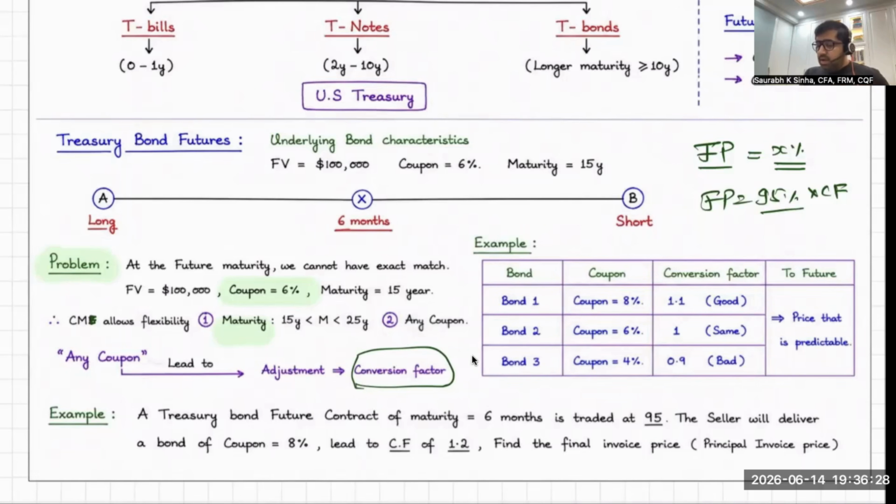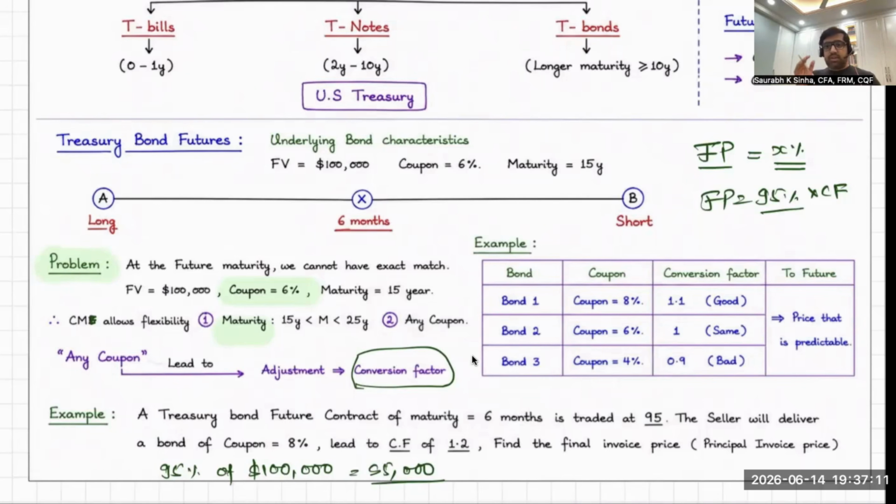Okay. So let's look into the example of how it will get adjusted and what the final price would be, and should we call it a final price or is there a different terminology to it. So the example is a treasury bond future contract which has a maturity of 6 months and is traded at 95. When you see 95 or 96, it means that it is a percentage. So 95% of what? Of $100,000. So that is 95,000. Okay, it is $95,000.